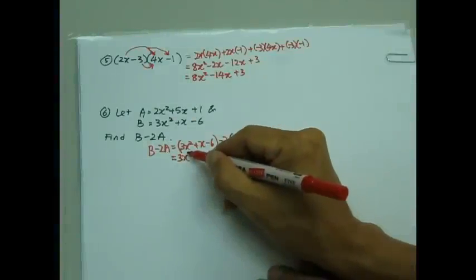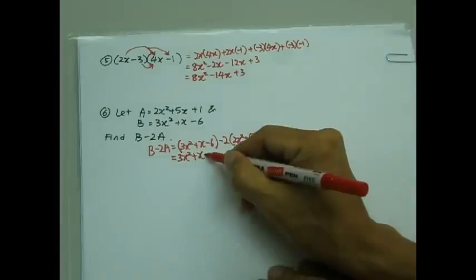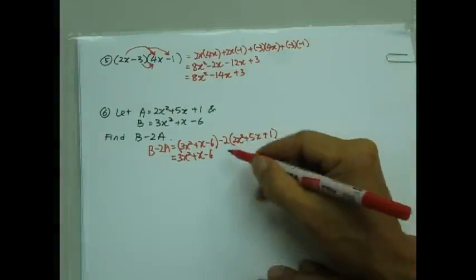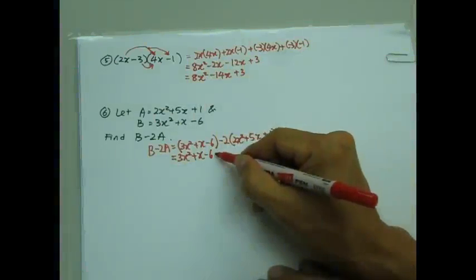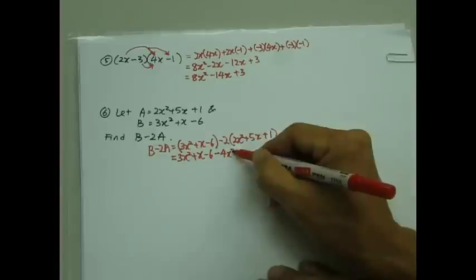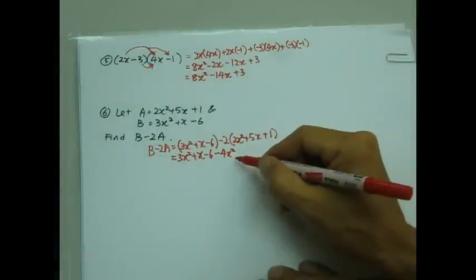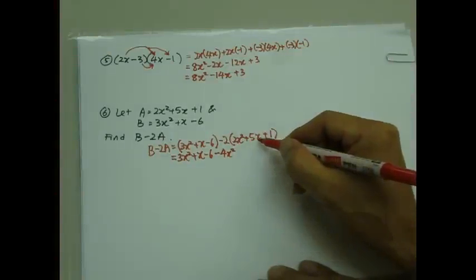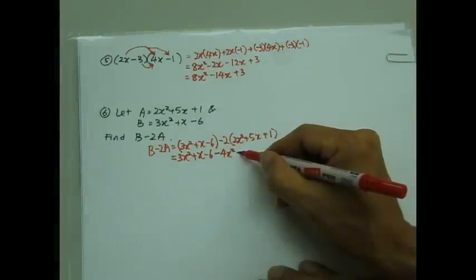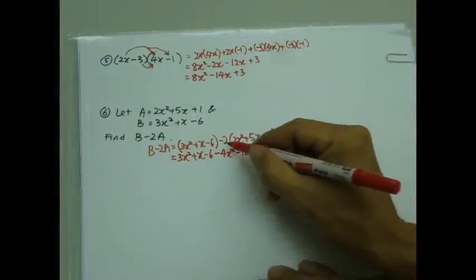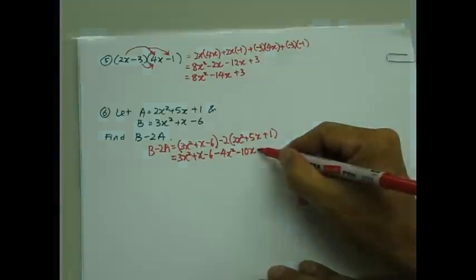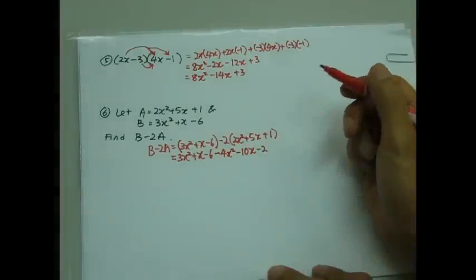Basically we just copy for the first part. Now the next part, negative 2 times 2x squared becomes negative 4x squared. Negative 2 times 5x becomes negative 10x. And then negative 2 times 1 becomes negative 2.